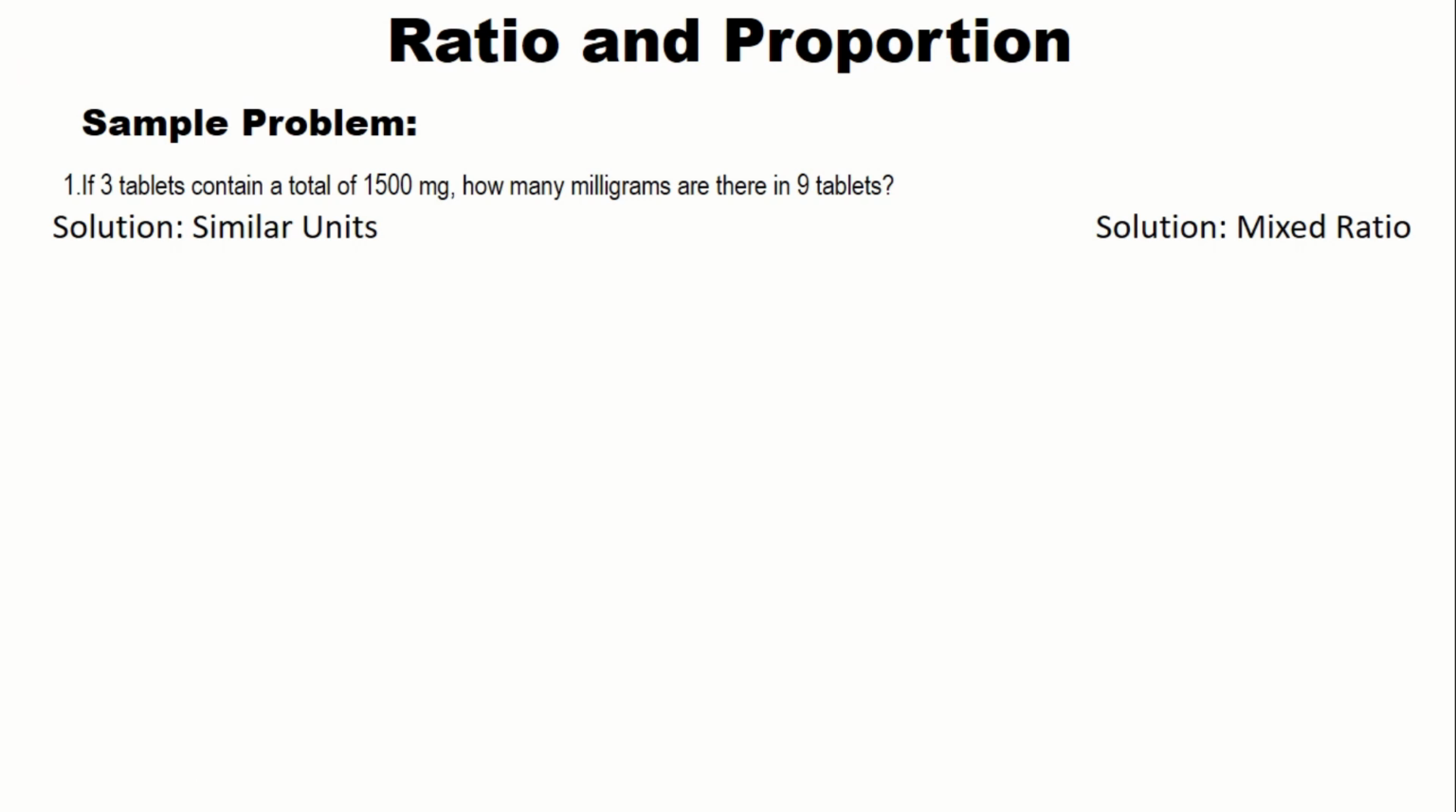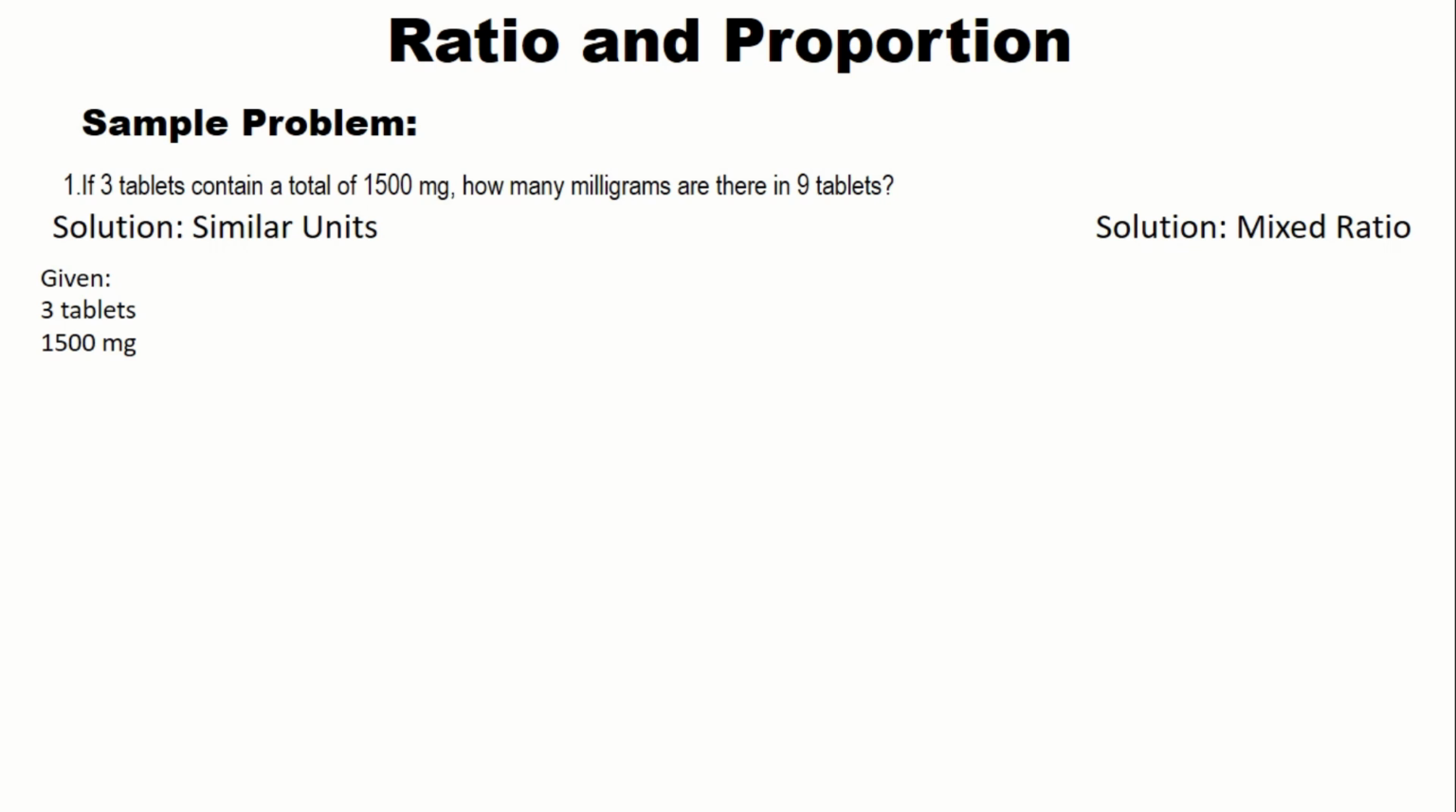So let's have another problem. If 3 tablets contain a total of 1,500 milligrams, how many milligrams are there in 9 tablets? So let's use the two methods. So the given here is 3 tablets for 1,500 milligrams. What about in 9 tablets? How many milligrams? So let's first write the given.